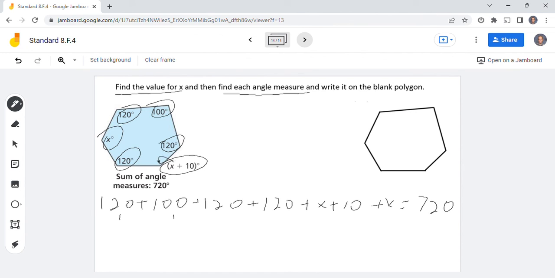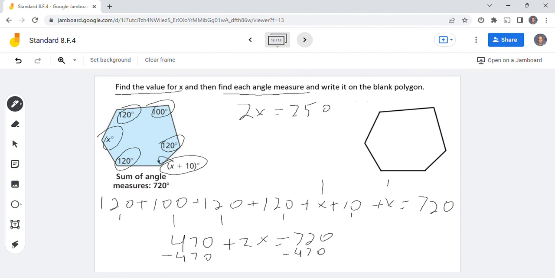So we're going to combine some like terms. All of these numbers here are like terms. So we got 470 altogether with those numbers. And then the x's are like terms as well. So we get plus 2x right here. On the other side, we get 720. Continuing, we subtract 470 from this, subtract 470 from that, and we end up with 2x on our left-hand side equals 250. Finish this out by dividing by 2, and we get x equals 125.